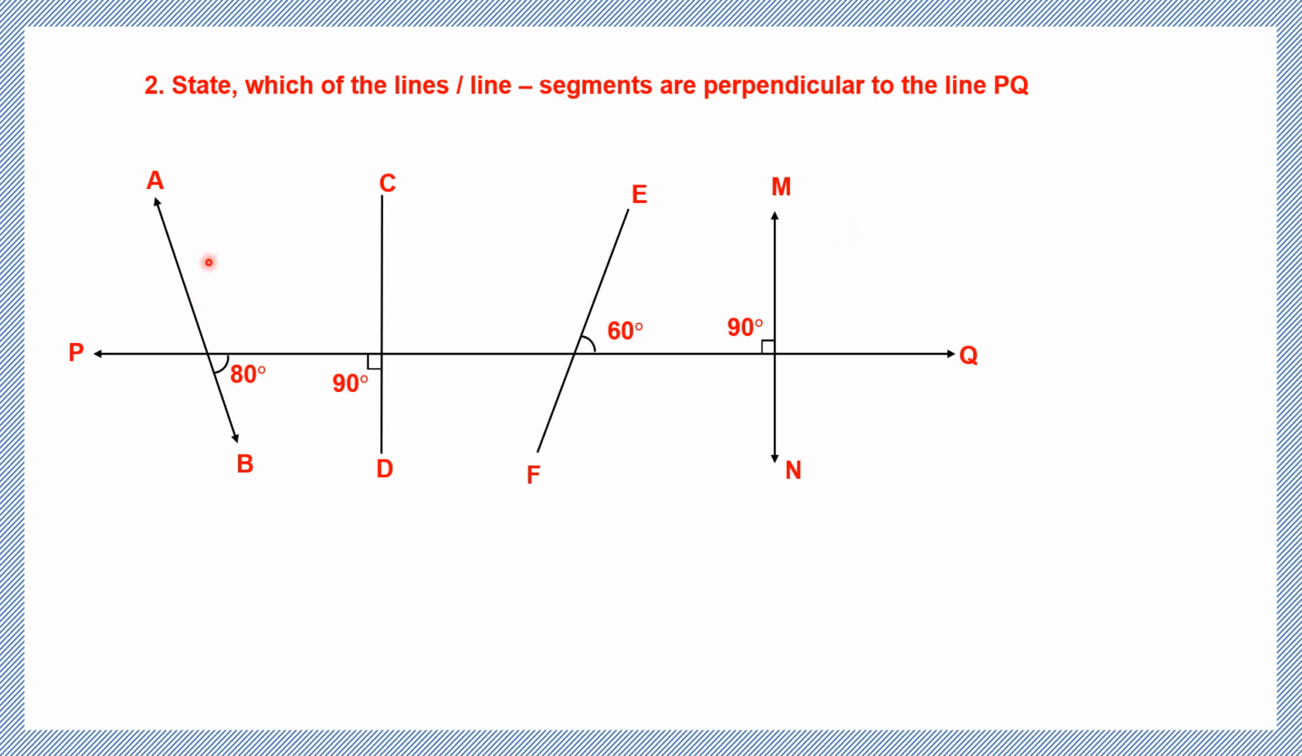Let's look at this first one. AB is cutting the long line at 80 degrees. So AB is not a perpendicular line. Now here CD is cutting this long line at 90 degrees. So CD is perpendicular. We call it perpendicular to the line PQ. So CD is the first one. So let's just put a tick over that. CD is the first one. Let's look at EF.